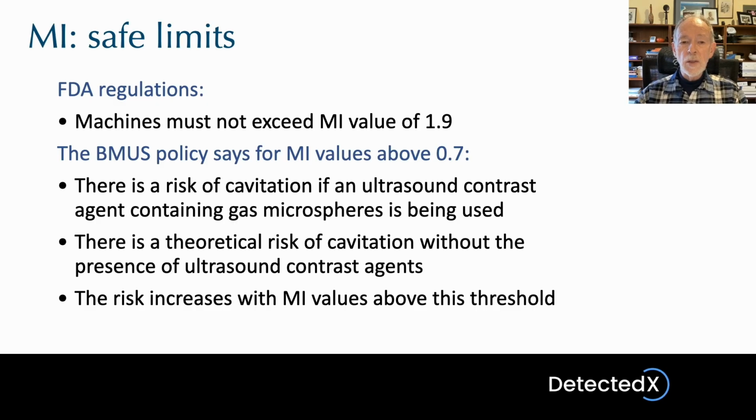They go on to say there is also, at least theoretically, a risk of cavitation even without the use of contrast agents, so presumably due to gas bubbles that are present in the patient for other reasons. And therefore the implication is you would much prefer to be using MI values below 0.7 as far as possible. The final statement that they make is that as the MI increases, the risk of cavitation increases as well.